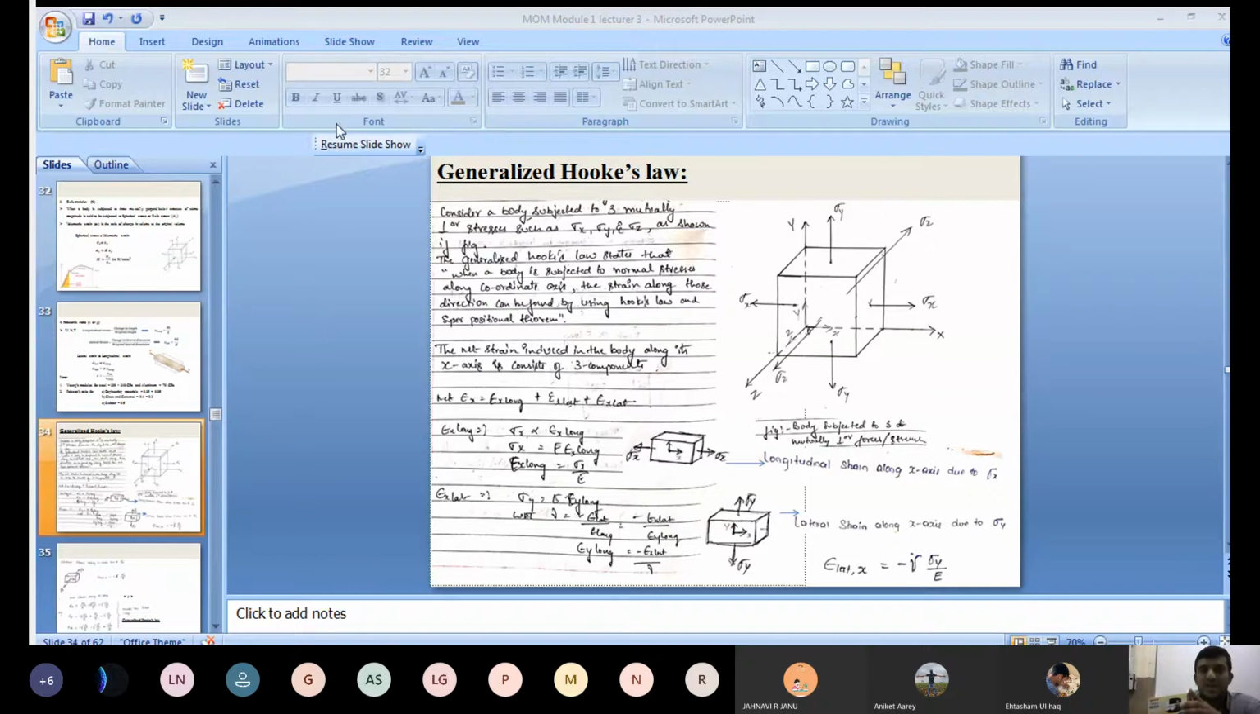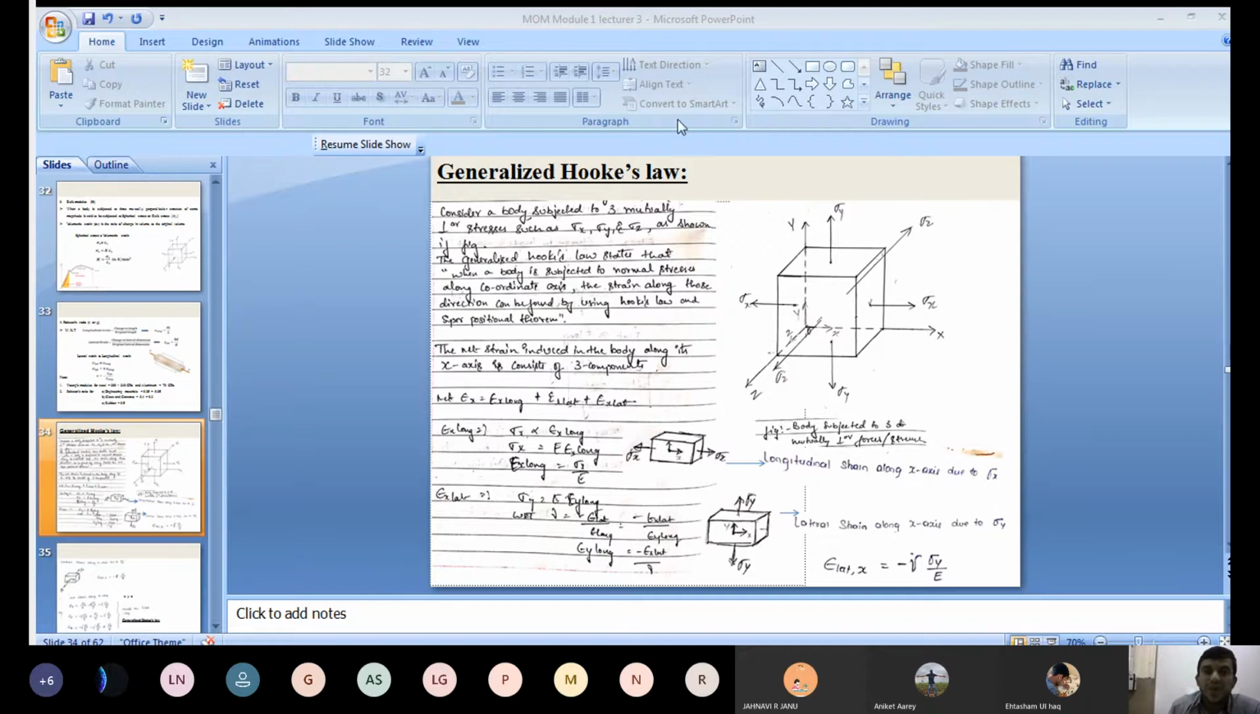Okay, so consider a body subjected to three mutually perpendicular stresses such as sigma x, sigma y, and sigma z, as shown in the figure. Now consider the cube. Along the x direction, sigma x is acting. This is a tensile stress acting along the x direction, and a tensile stress acting along the y direction, and a tensile stress acting along the z direction. These are normal stresses. Their magnitude may be the same, may not be the same, may change. The magnitude may vary here.